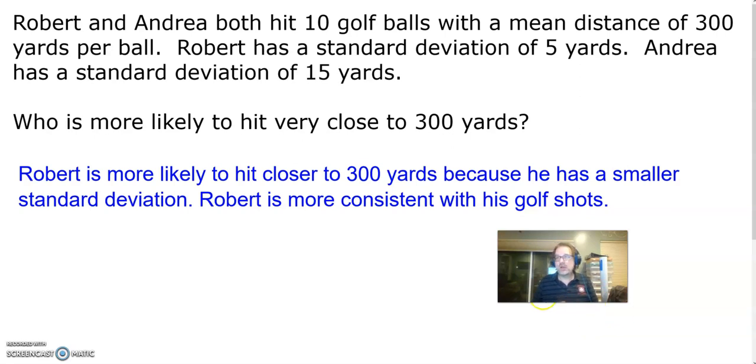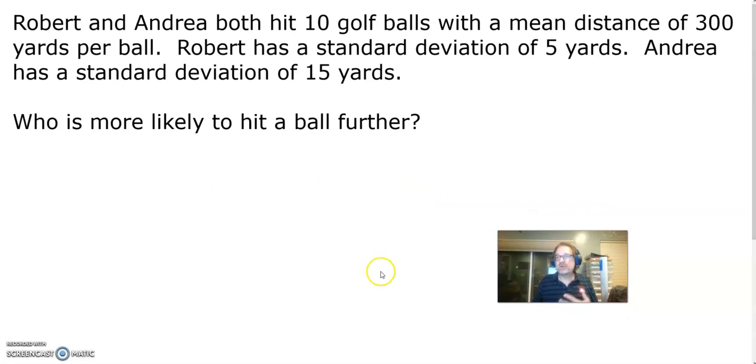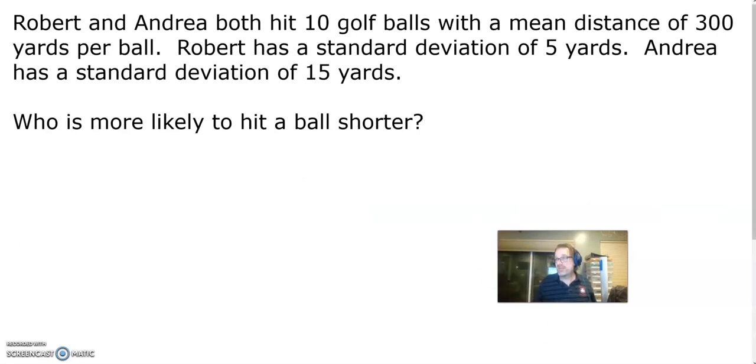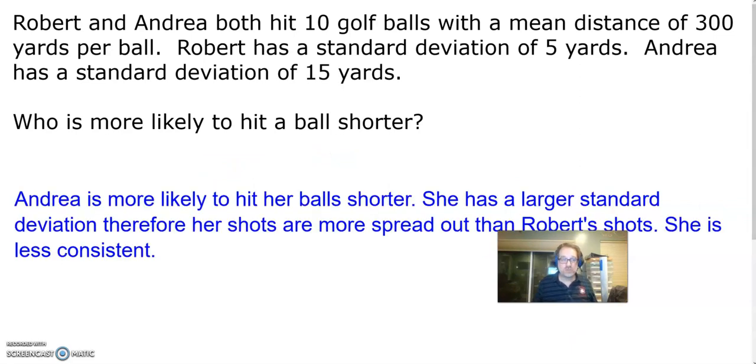If I need somebody to hit longer, who's likely to hit the ball further? Well, who's less consistent? Who has a bigger standard deviation? That's Andrea. Andrea is more likely to hit her balls further because she has a larger standard deviation. Her shots are more spread out than Robert's, so she is less consistent. Since it's the same mean, she doesn't only hit further, she hits shorter. So Andrea is not as reliable a golfer as Robert is. Andrea is more likely to hit her balls further, and she's more likely to hit her balls shorter.